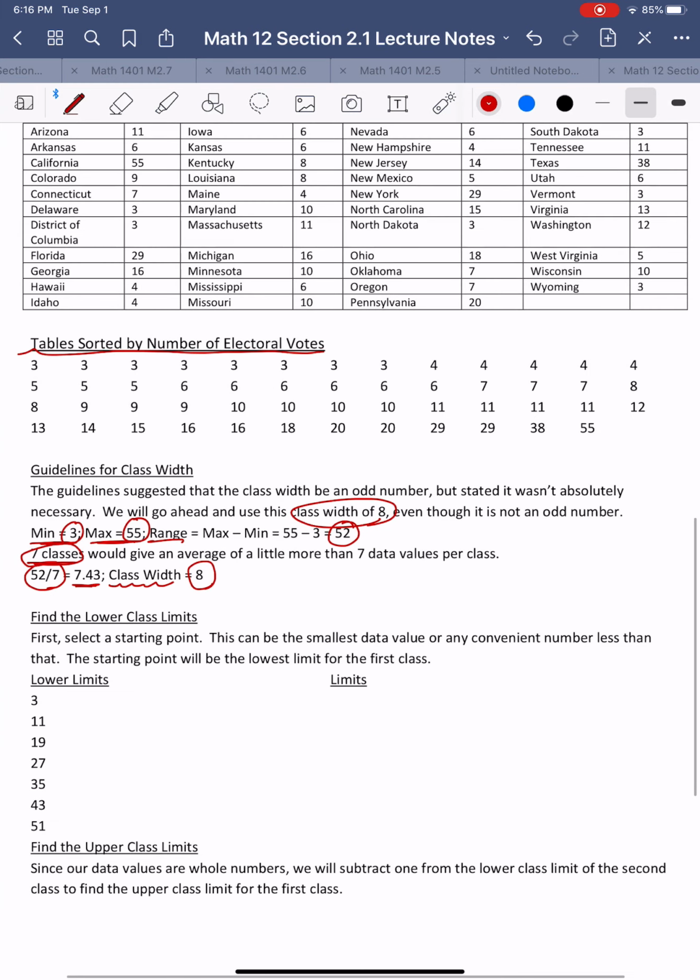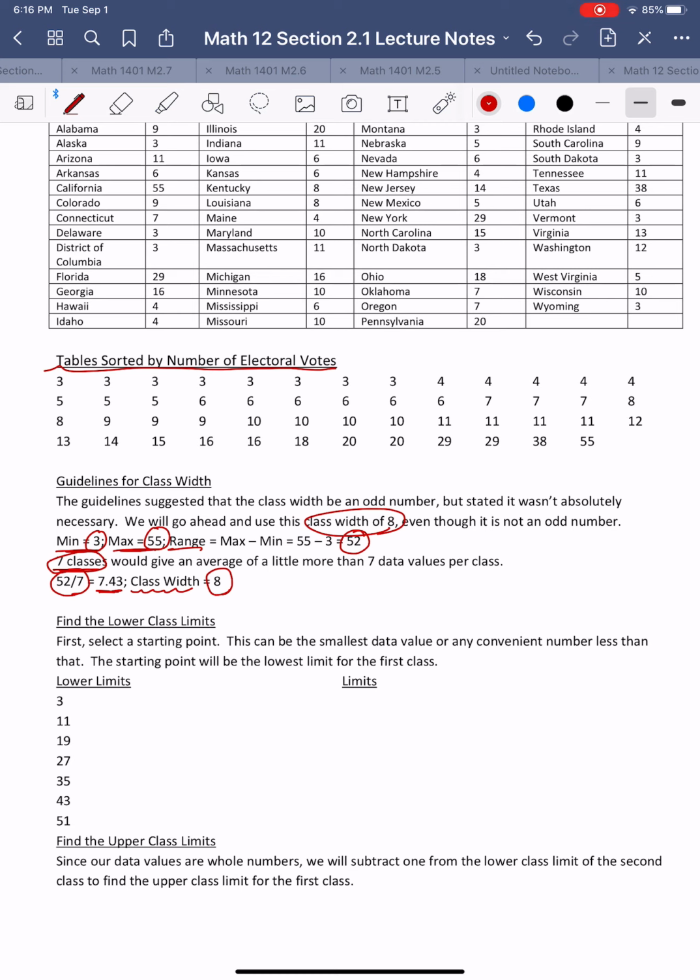So find the lowest class limit. First, select the starting point. We're going to start from 3 because 3 is the lowest value. You can use that, or it can be any convenient number less than the smallest value. The starting point will be the lower limit of the first class. So for the lower limit, I start with 3. And then using the class width of 8, I add 8 to 3 to get 11.